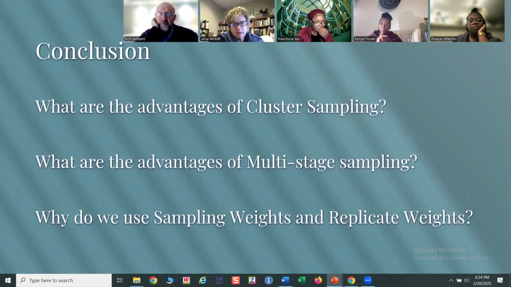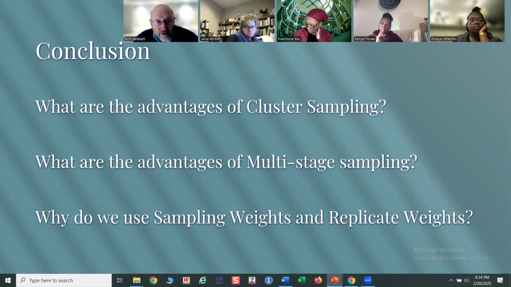Very good. What else? It matches our sample. I mean, it matches our population. It matches our population. Very good. Excellent. So those are the two things I mainly wanted us to see: it can save time and money, and cluster sampling actually matches the way we really access our populations. They're already in classrooms or schools or districts.